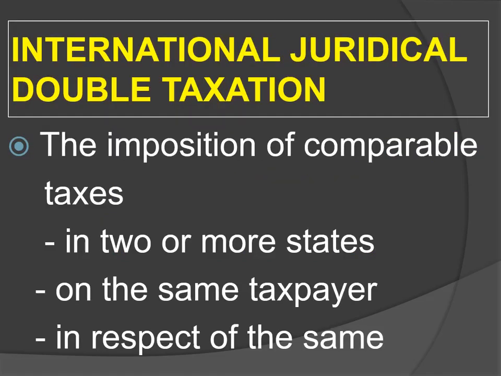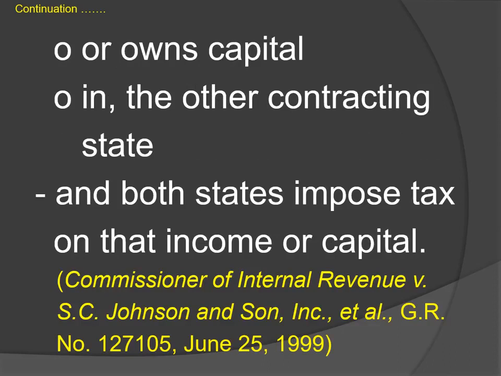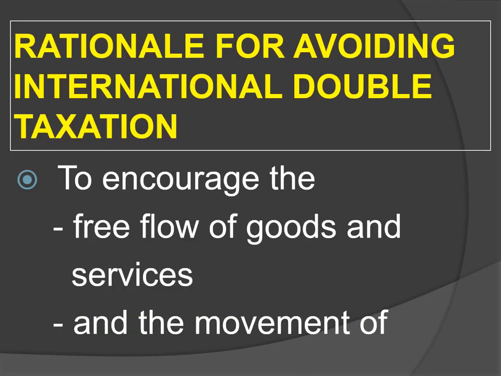So, what is meant by international juridical double taxation? It is the imposition of comparable taxes in two or more states on the same taxpayer in respect of the same subject matter and for identical grounds. Double taxation usually takes place when a person is a resident of a contracting state and derives income or owns capital in the other contracting state, and both states impose tax on that income or capital. What is the rationale for avoiding international double taxation?